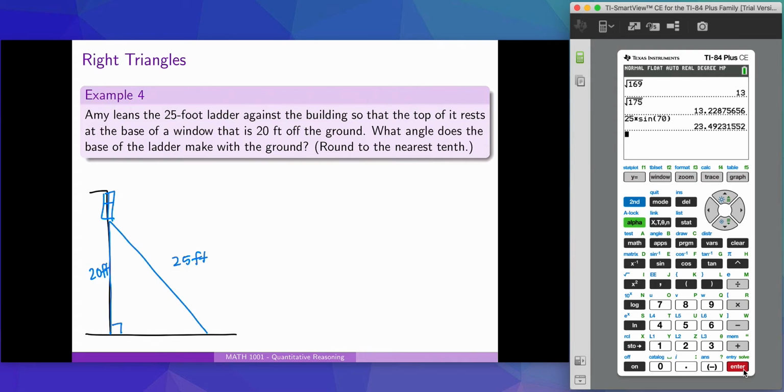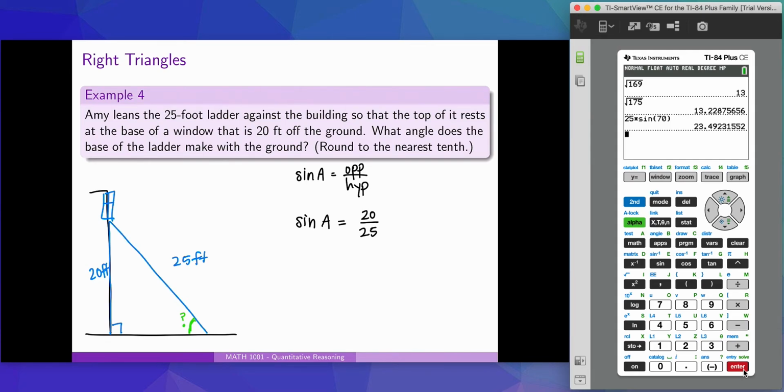Now it says, what angle does the base of the ladder make with the ground? Well, here's the base of the ladder. So now I want to know what angle that is. Okay. Well, let's see what we have. I have some angle, and what do I have compared to it? Well, I have the hypotenuse of the triangle, and I have the opposite side, right? This would be adjacent. I don't have it. So I have an opposite and a hypotenuse. The trig ratio I should use is a sine. The sine of an angle is always the opposite over the hypotenuse.